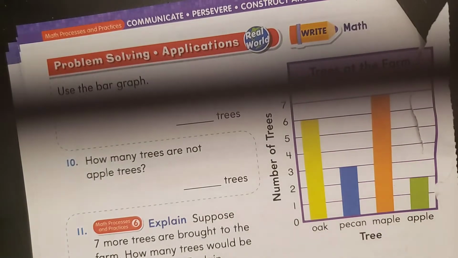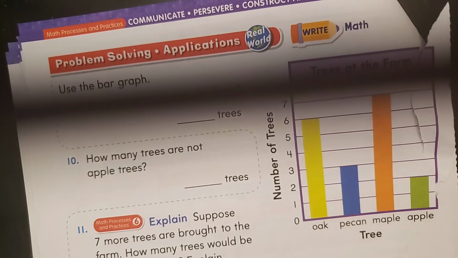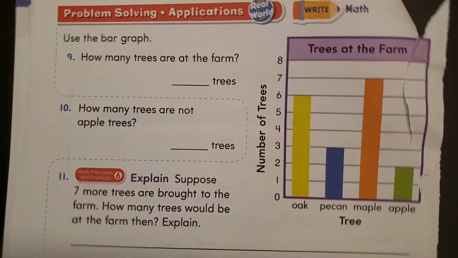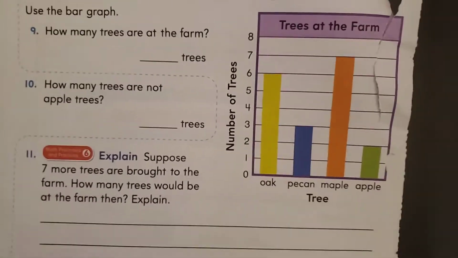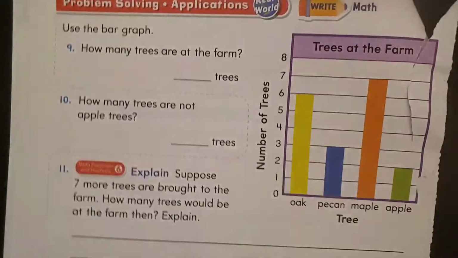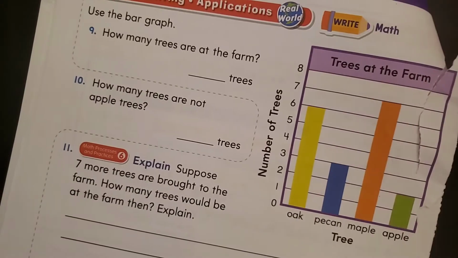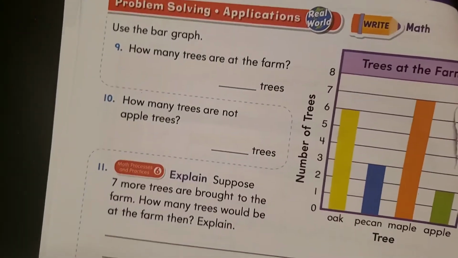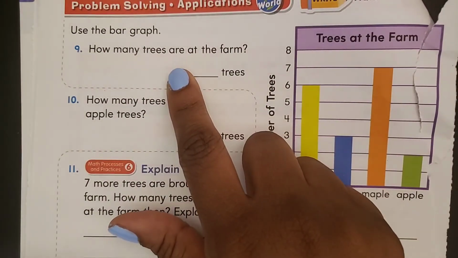How many trees are at the farm? So it doesn't say how many oak trees. It doesn't say how many pecan trees or maple trees or apple trees. It's asking how many trees all together are at the farm. So that's what we're looking to answer. There we go. So that means we need to look at all the numbers and write them down.